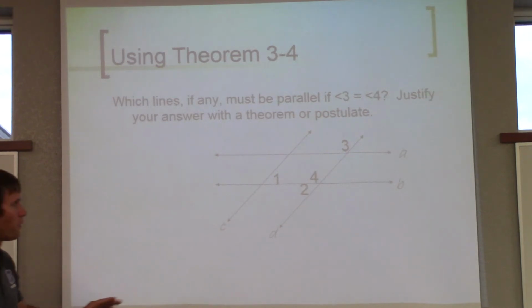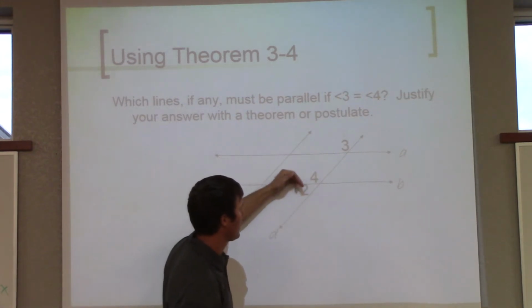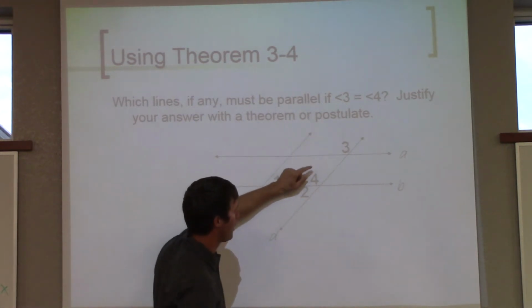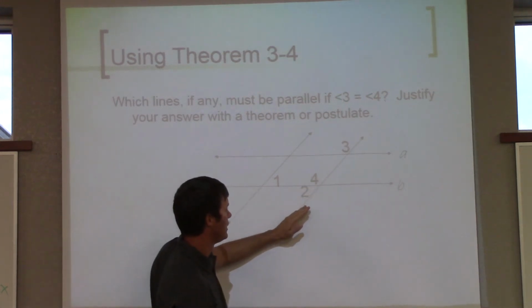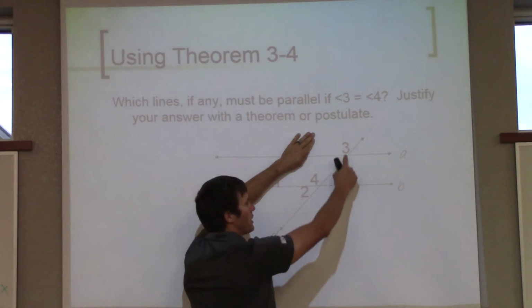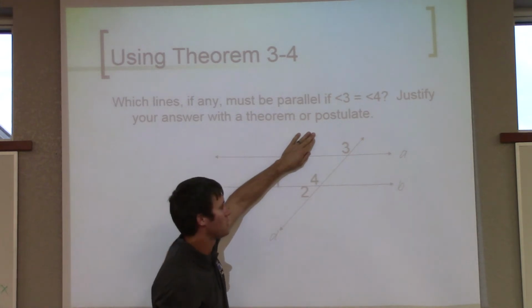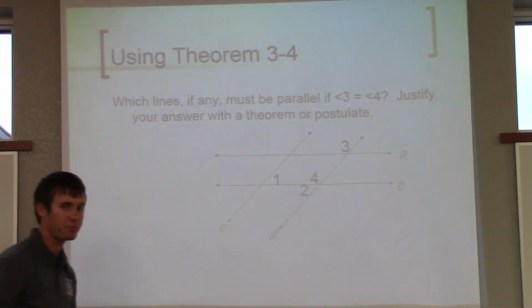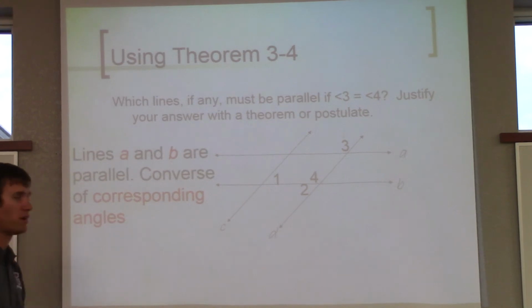Next one, 3 and 4. How can I prove that? Well, they're not inside these lines, but they are on the same side, on this line right here. We're not going to worry about this other angle or line. You have one on the inside, one on the outside, in the same kind of position. So 3 and 4 make A and B, since they're equal, A and B would be parallel by corresponding angles.